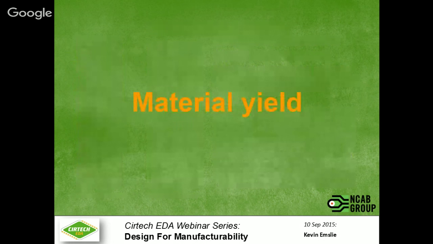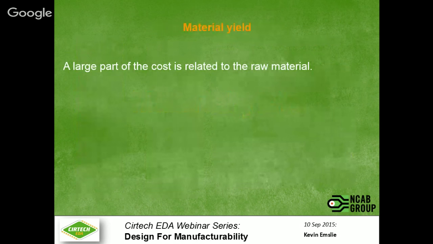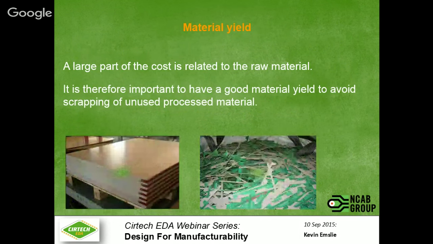All right, material yield. A large part of the cost is related to the raw material, which is a fairly obvious statement. It's therefore important to have a good material yield to avoid scrapping of unused processed material. Essentially, you want to use as much of that material constructively as possible. You want as little wastage as possible.